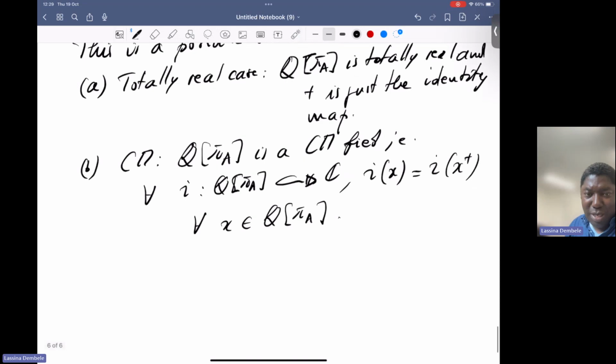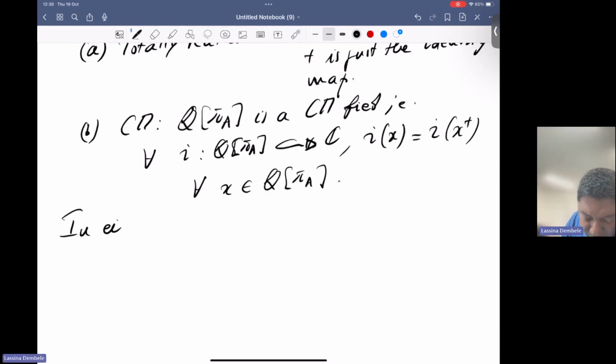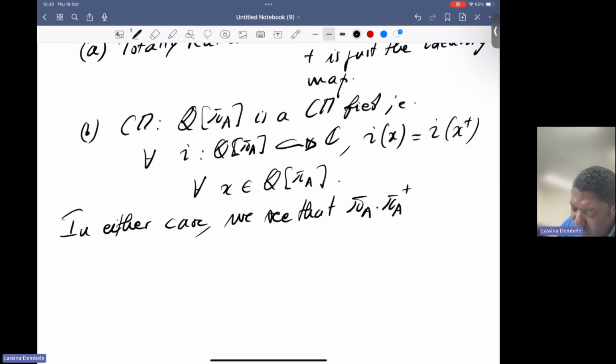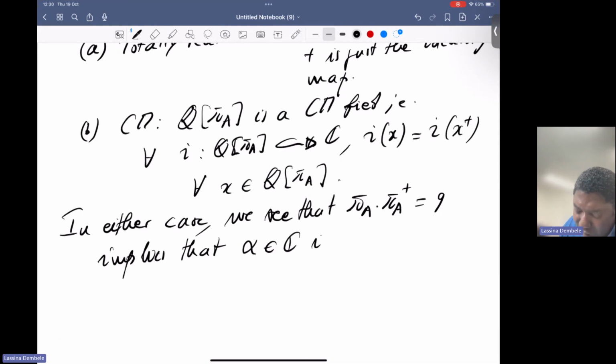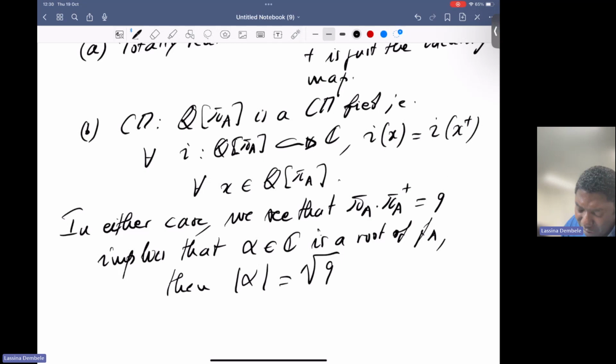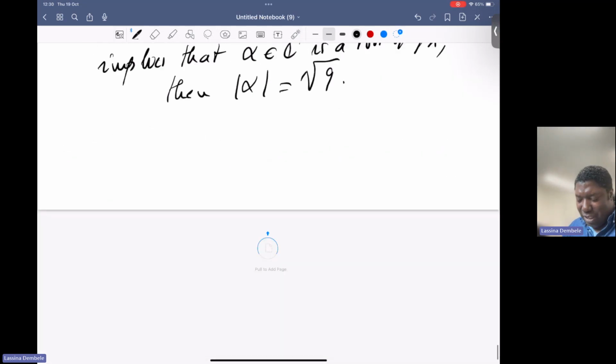And then we see that in either case, if you have a complex root, it will have the right absolute value. So in either case, this identity that we wrote a bit earlier, pi a times pi a dagger equal q, would imply that if alpha in T is a root of Fa, then the absolute value would simply be the square root of q. So that gives the first part of our statement.